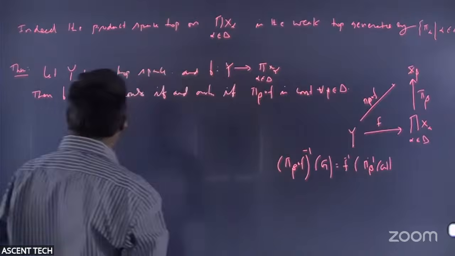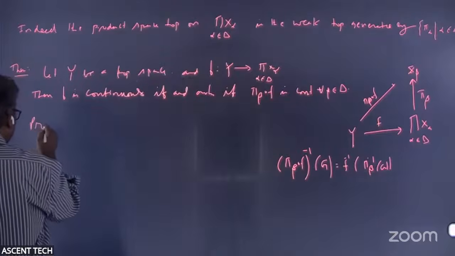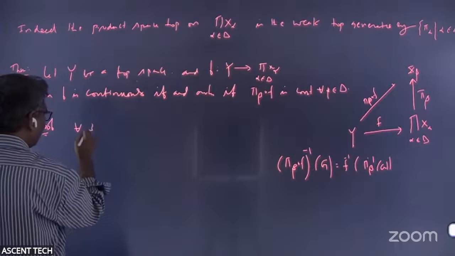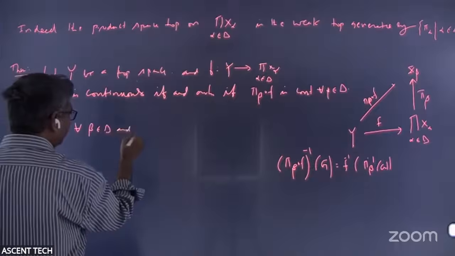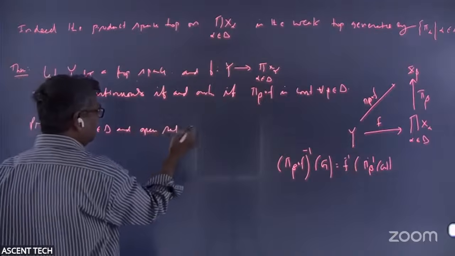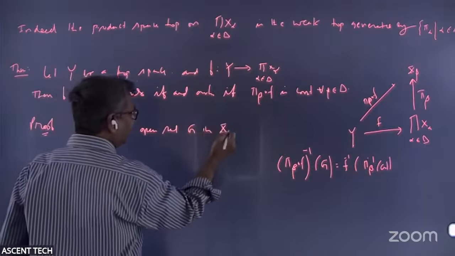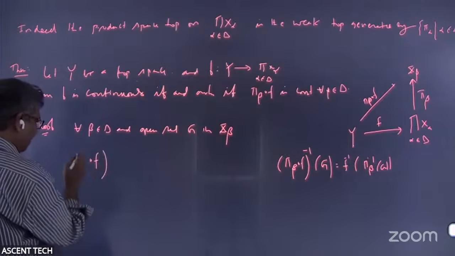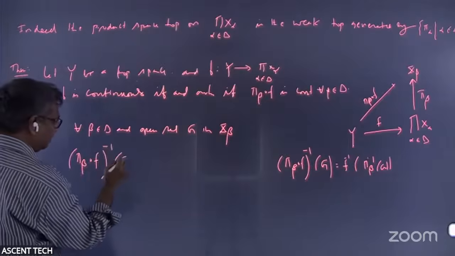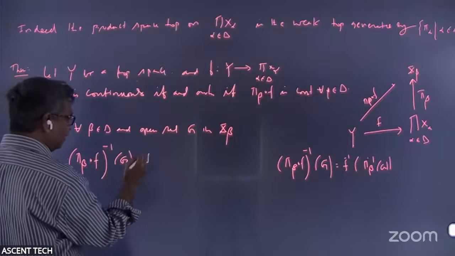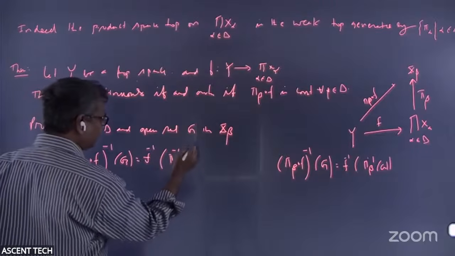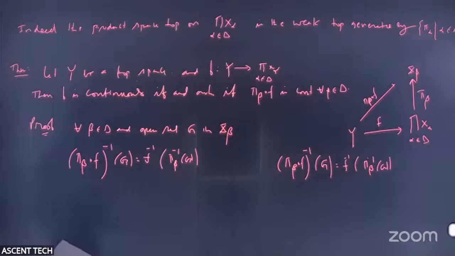Okay, so this follows from here. Let me explain that. Maybe I'm a little too quick in saying that for every beta in delta and open set G in X beta, pi beta circle F inverse G is F inverse pi beta inverse G. That finishes the problem. I will read this step by step.